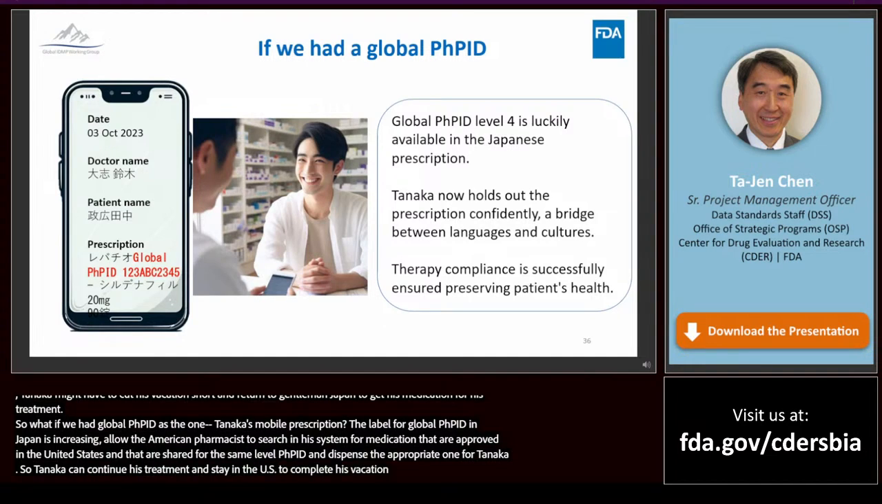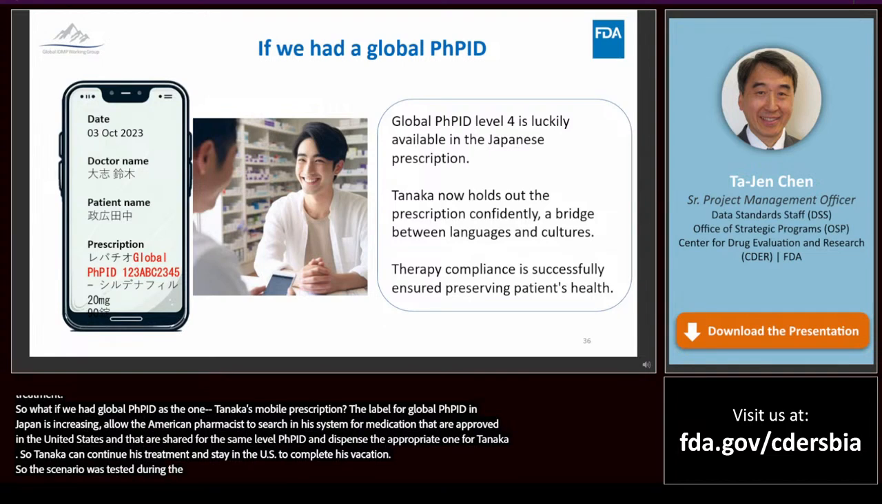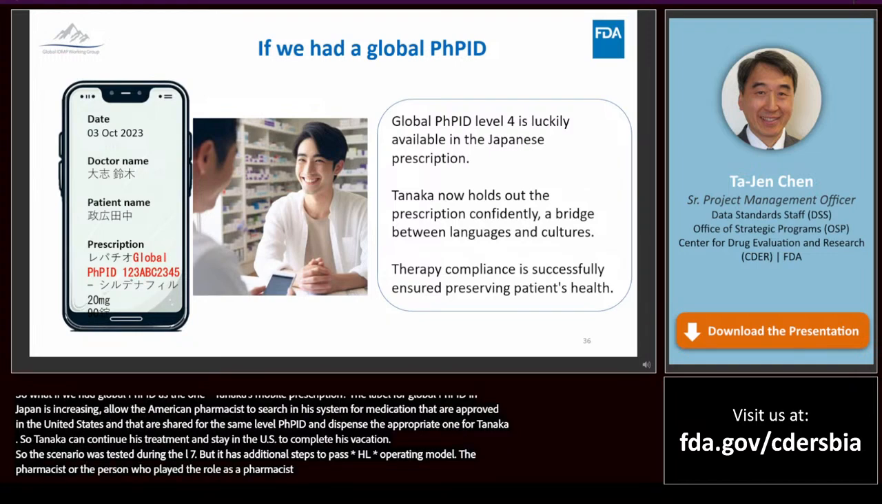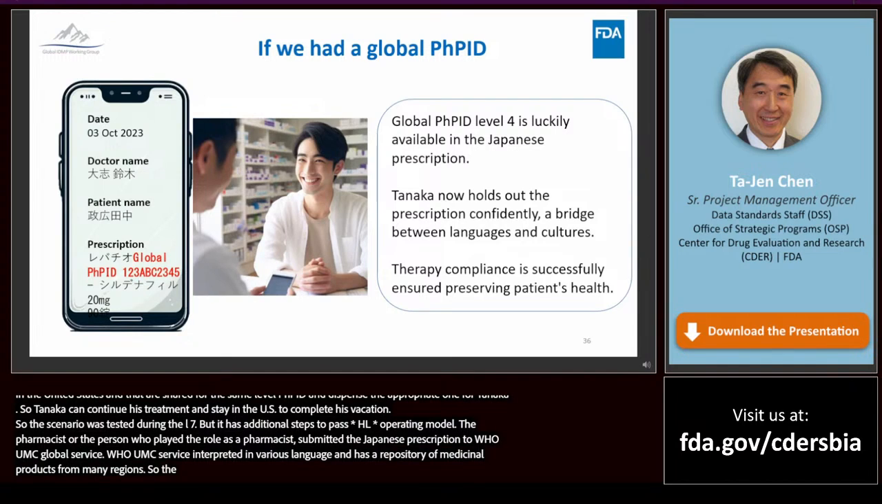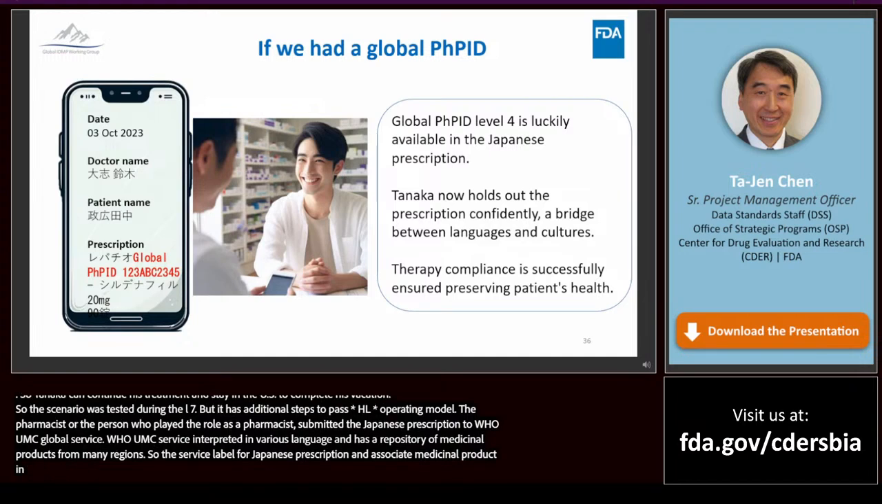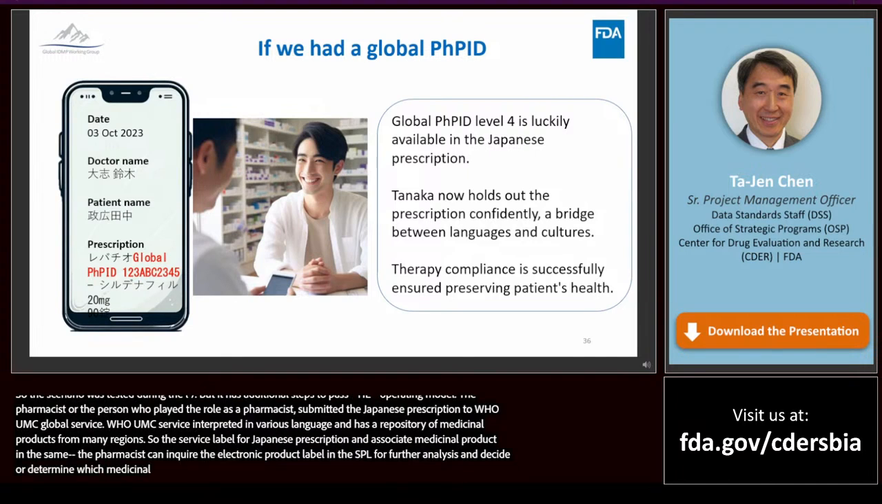So the scenario was tested during the HL7 connectathon, as we mentioned earlier, but it has additional steps to test the GIDWG operating model. The pharmacist, or the person who played the role as a pharmacist, submitted the Japanese prescription to WHO UMC Global PHPID service. The WHO UMC service can interpret various languages and has a repository of medicinal products from many regions. So the service returned label for PHPID for the Japanese prescription and the associated medicinal product in the United States with the same label for PHPID. So the pharmacist can then further inquire the electronic product labeling, the SPL, for further analysis and then decide or determine which medicinal product is most appropriate to dispense for Tanaka.